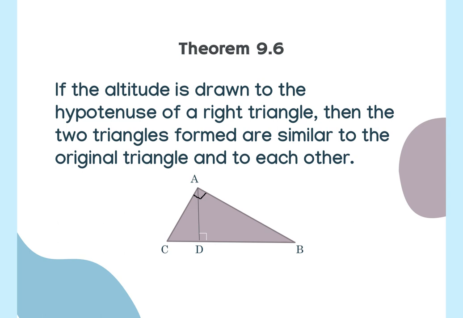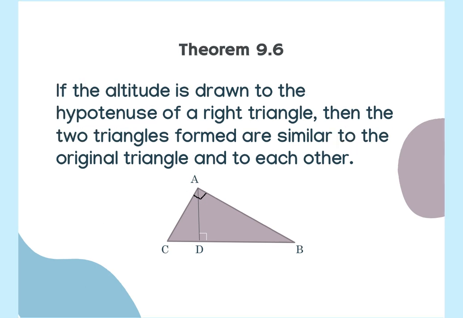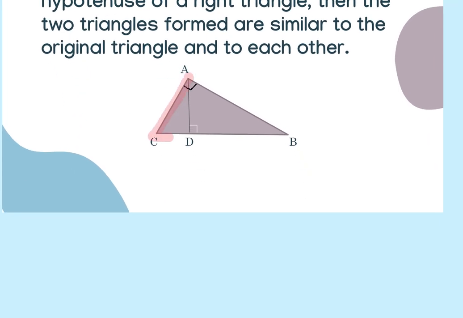If the altitude is drawn to the hypotenuse of a right triangle, then the two triangles formed are similar to the original triangle and to each other. So if the altitude is drawn to the hypotenuse of a right triangle, what that means is two things. First is the big triangle has to be a right triangle. So in order for this theorem to work, the big triangle has to be a right triangle. You'll see the little right angle at the top there. This can be turned in any direction, but it has to be a right triangle.